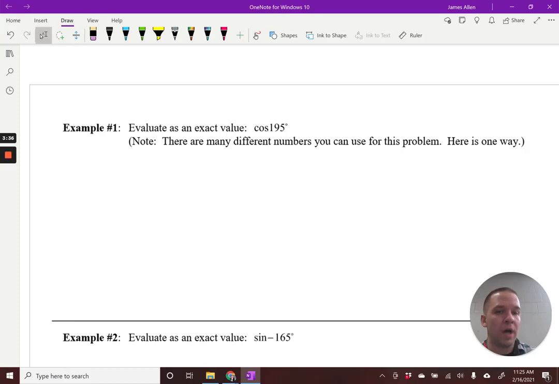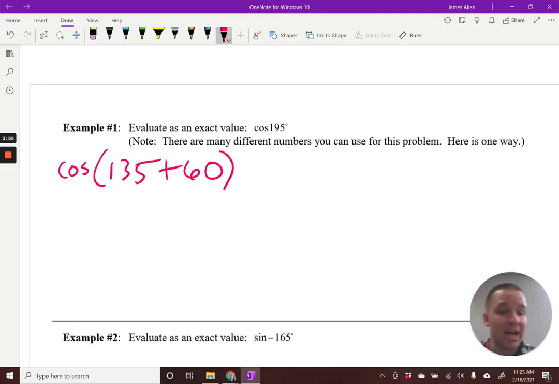So what two numbers will add to 195 that are nice ones? Well, it's got to have a 45 reference, right? So how about 135? Well, 135 plus what would give me 195? That would be 60. So I'll do cosine of 135 plus 60. That gives me 195, right?